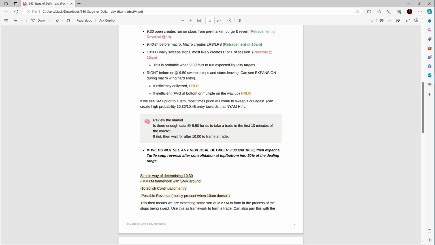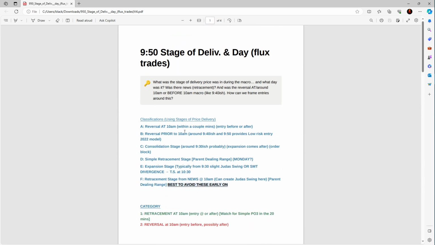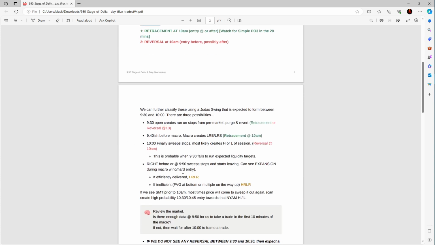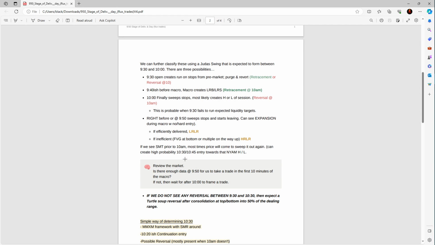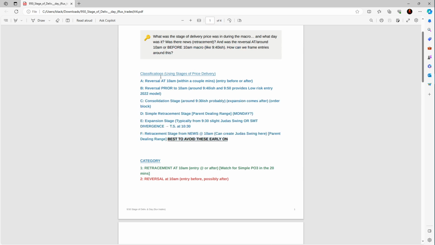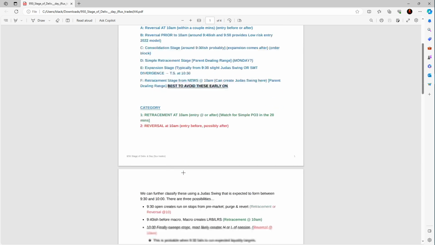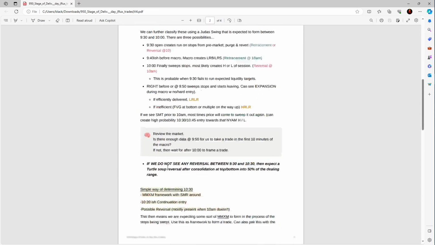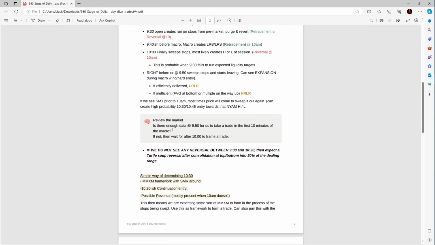Now this is the big idea here. Review the market, right? That's what I mentioned earlier today. Is there enough data at 9:50 for us to take a trade in the first 10 minutes of the macro? So using what you know about this, did we get a 9:30 Judas? Yes. So that increased the probability that we can take a trade before 10 a.m. Did we have a run on stops? Is there a clear classification that we're in and we're expecting some sort of retracement reversal at 10 a.m.? If all those things are very clear to you, then you can take a trade at 9:50 within the first 10 minutes of the macro.